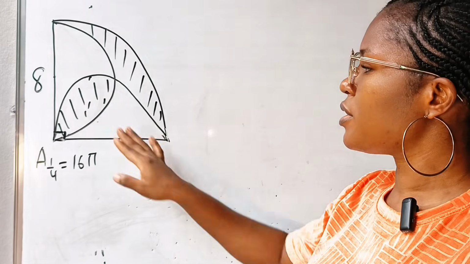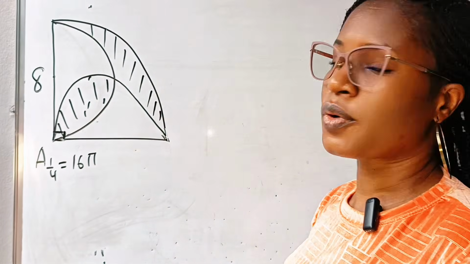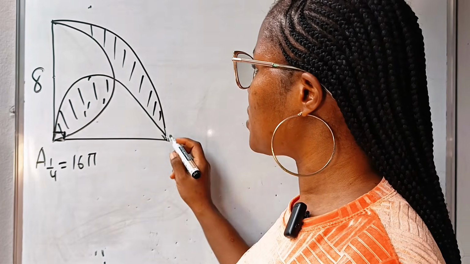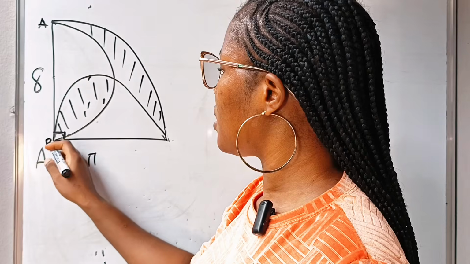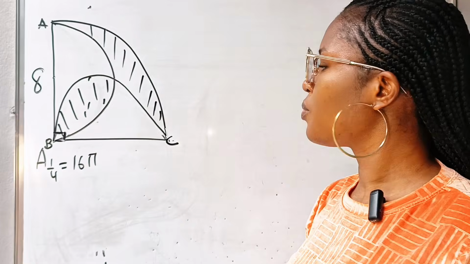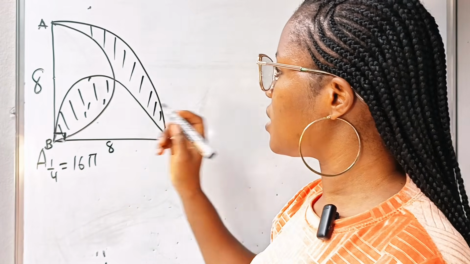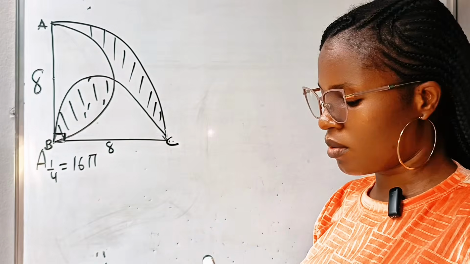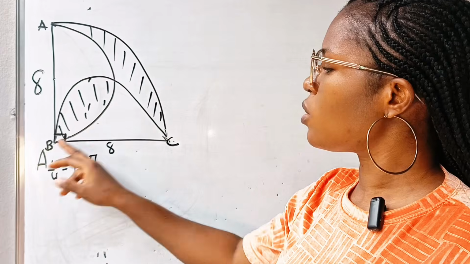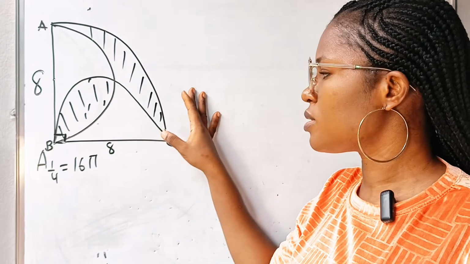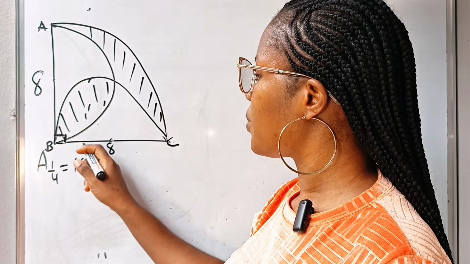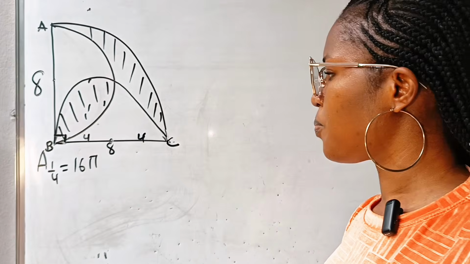Now, I'm going to clean this so that we don't get confused. But before that, if this is the diameter of the circle, we have A, B, C. The diameter of this semicircle is from here to here, which is also equal to 8, because since this is a quarter circle, AB is the radius of this quarter circle. Therefore, it should be equal to BC, which is also its radius. Since this is the diameter, the radius of the semicircle is 4. So here is 4 and here is 4.